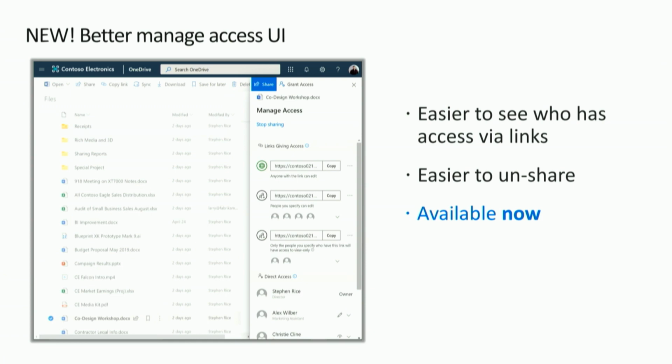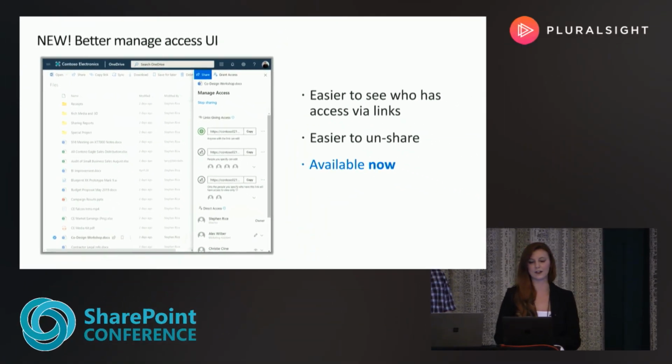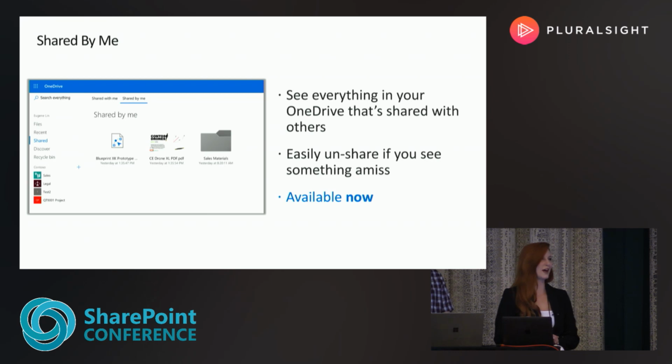So as you saw, super easy to see all of these links that are shared, and very quick to unshare them and make sure that this file is now private as needed. This is available now. So that's great if we want to look at one individual file, but if we want to see all of the files that we have shared out, take a look at the new Shared by Me tab within Shared. This makes it easy to see all of the files that you've shared outwardly and remove any access as needed if anything is shared by mistake.